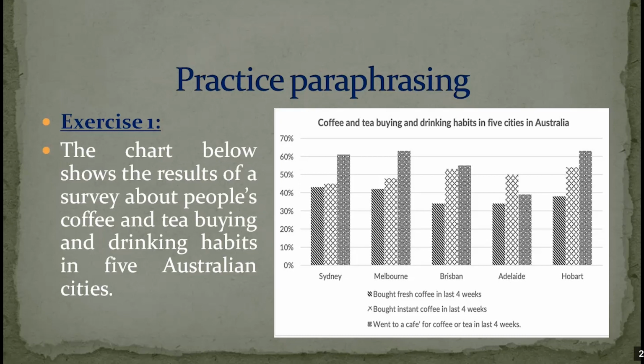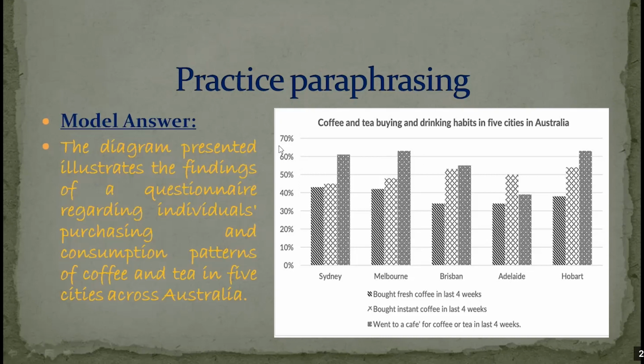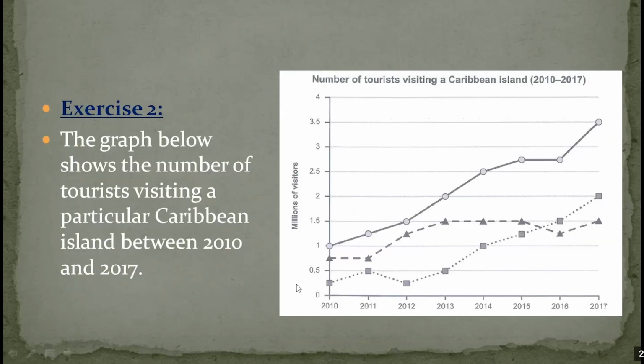Okay, now I'm gonna show you a sample answer, and of course your answer might be different. It's okay. There's no way that we can think the same. The diagram presented illustrates, so we can call that a diagram. The findings, results could be findings of a questionnaire. Survey could be a questionnaire regarding individuals' purchasing and consumption pattern, purchasing, buying, and drinking of coffee and tea in 5 cities across Australia. Wanna try again? Try again.